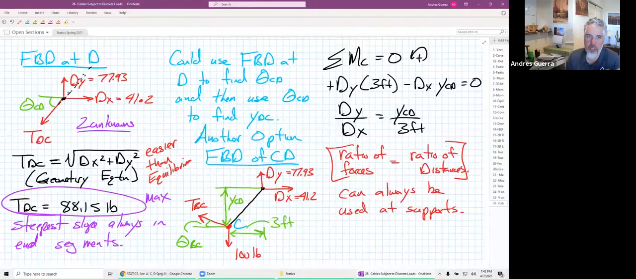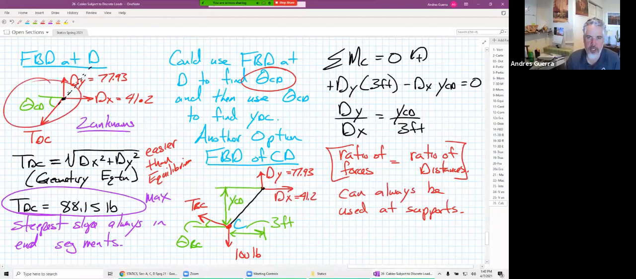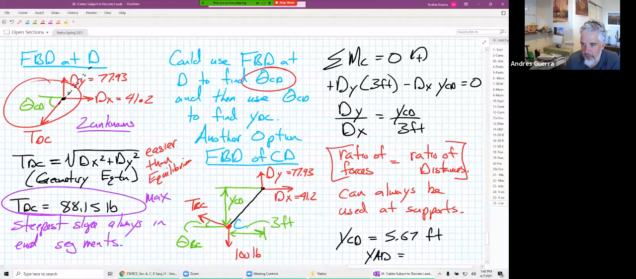Like I said before, we could have done theta CD from the FBD at D and found exactly the same thing. So when we plug this in, we're going to find that YCD is equal to 5.67 feet, and our Y from A to D would be equal to 8.67 feet by just adding the 3 feet. If we go back to our original picture, remember the distance between D and B was equal to 3 feet.